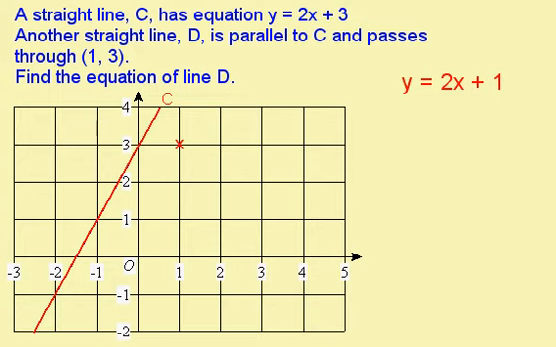To illustrate the question I've just done, here's the line y equals 2x plus 3. I found my equation as being y equals 2x plus 1. If I draw the line y equals 2x plus 1, I can see that it's parallel to this line and it passes through the given point.